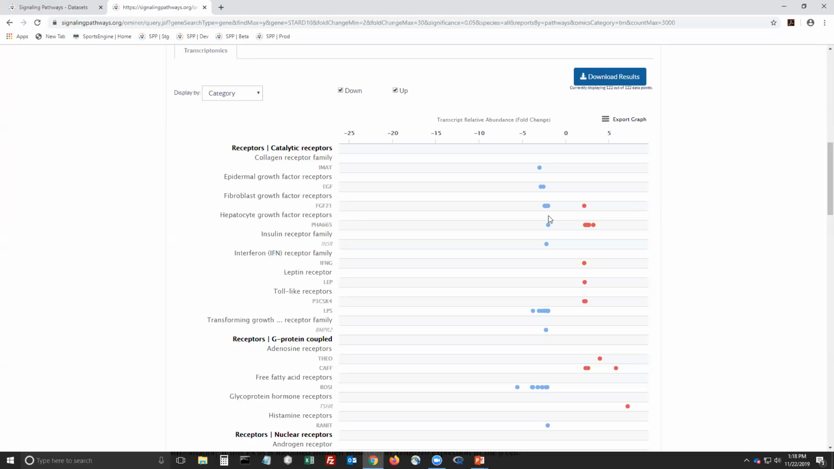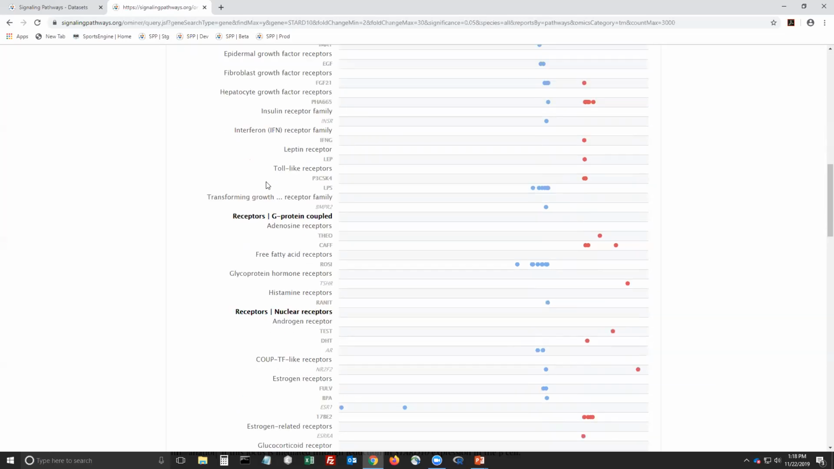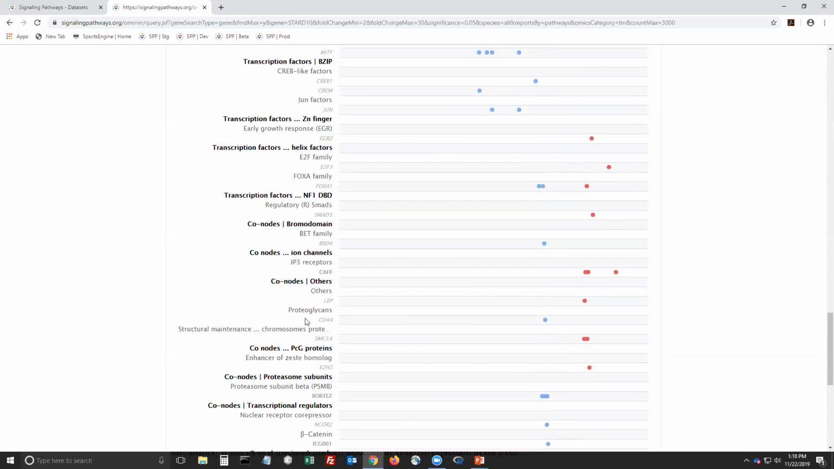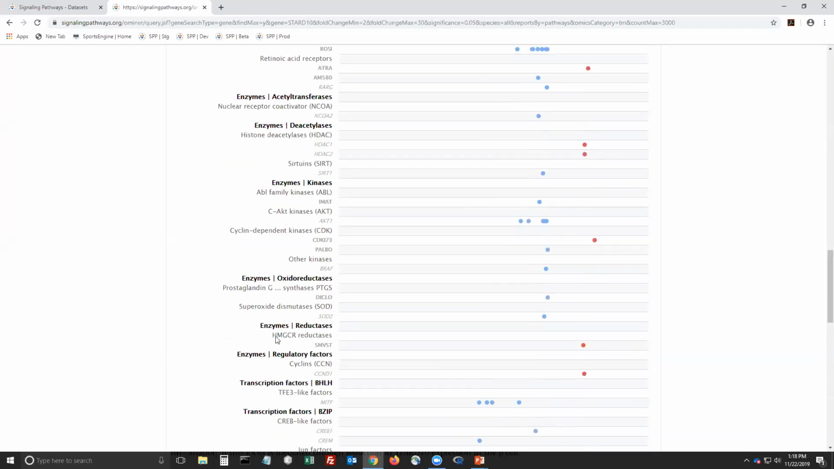and what we see are a number of data points for STARD10 that are downregulated here in blue or upregulated, depicted here in red. And of course, you see all your categories. You see receptors, enzymes, transcription factors, as well as co-nodes.